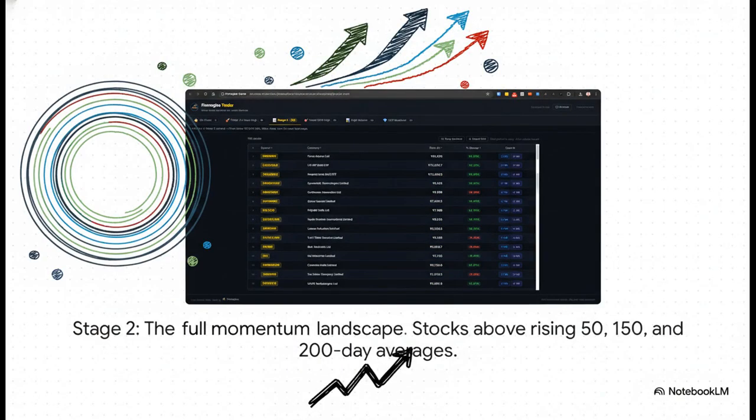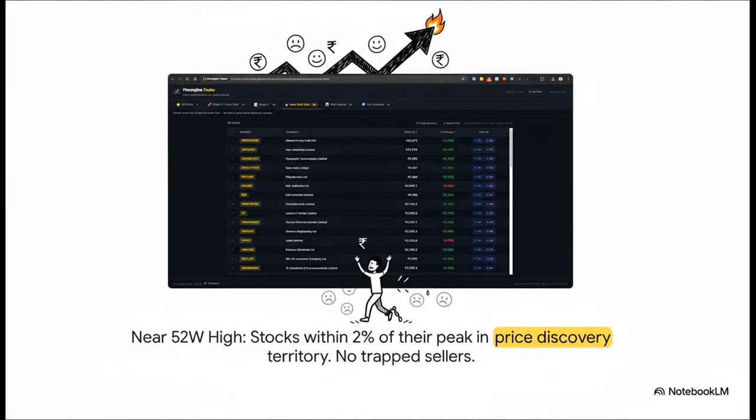Then we have the Stage 2 tab. Think of this as your broadest momentum filter, based on Stan Weinstein's classic definition. The price is above the rising 50, 150, and 200-day simple moving averages, and they're all lined up in the right order. This tab basically gives you the entire momentum universe to look at. Now, the Near 52W High tab, this isolates stocks that are in what we call price discovery mode.